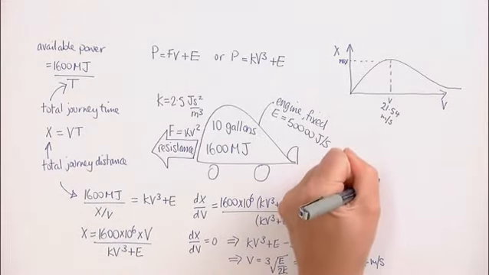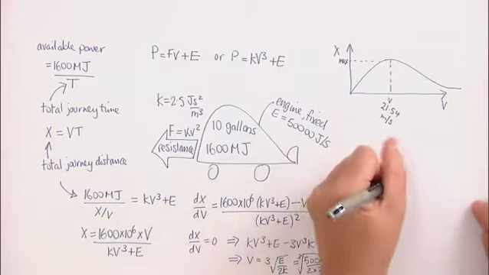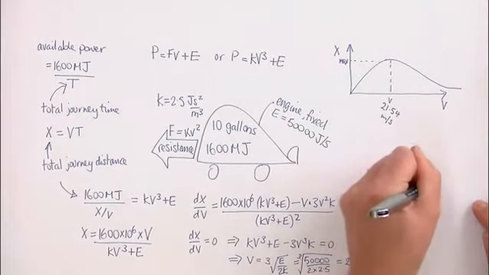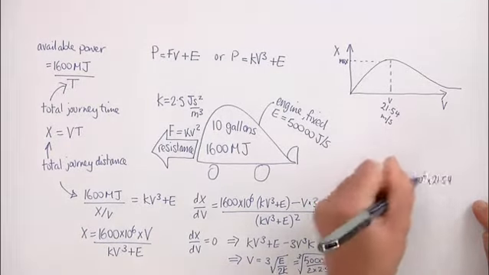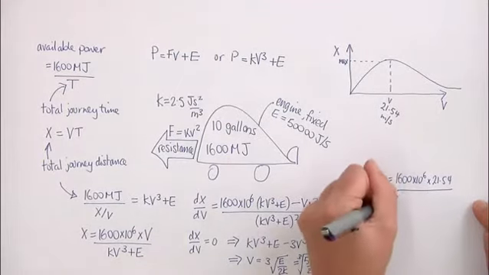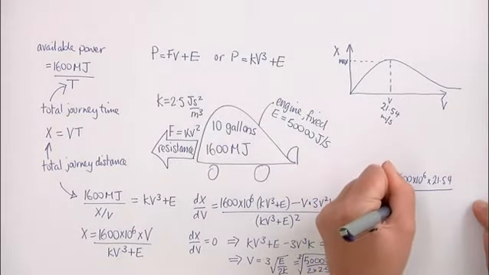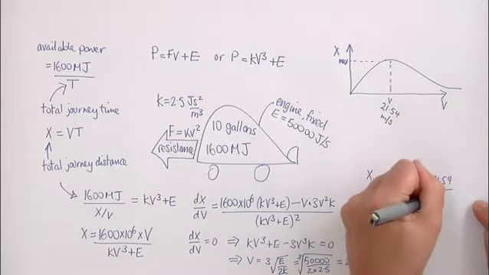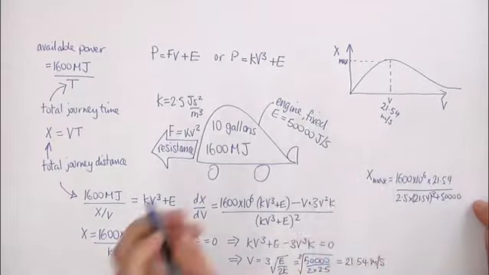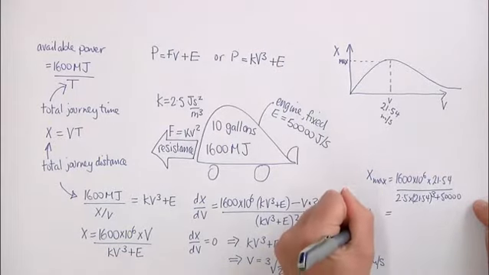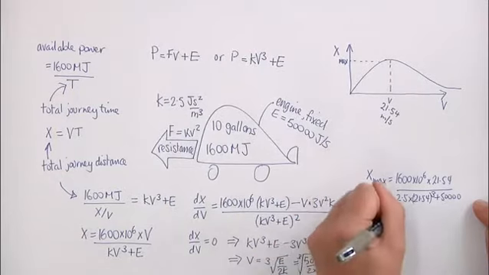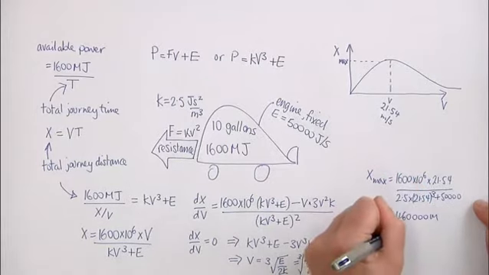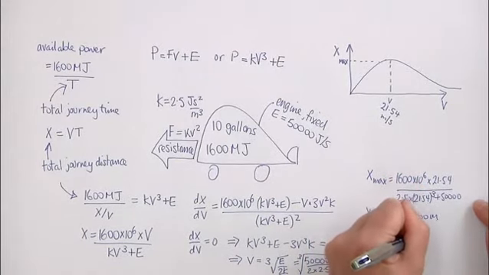So we get x max is equal to 1600 times 10 to the 6 times v, which is 21.54, divided by k, 2.5, times 21.54 cubed plus E, which is 50,000. When we put the numbers in, we find that our maximum possible distance is 460,000 meters, which is 460 kilometers.